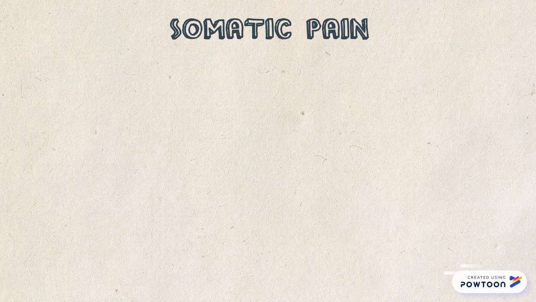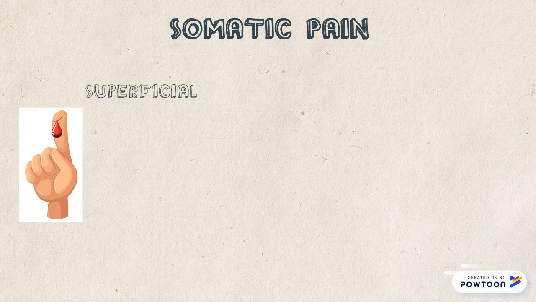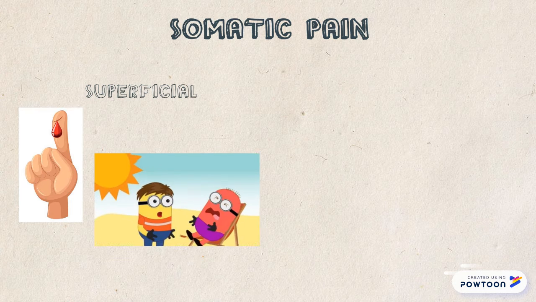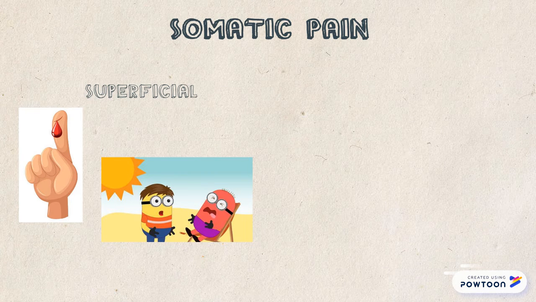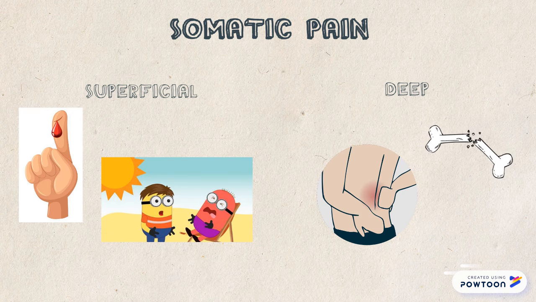There are two types of somatic pain. The first type is superficial. So if you get a paper cut or a minor sunburn, nociceptors in the skin will respond. The second type is deep pain, which is felt in muscles, bones, tendons, and ligaments, so you will feel this type of pain if you break a bone or pull a muscle.